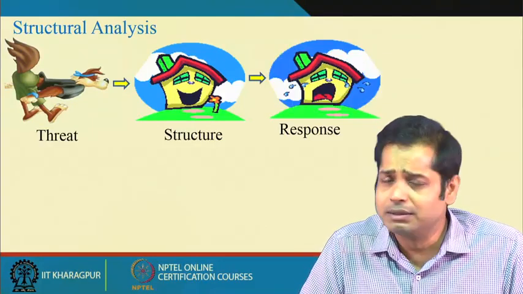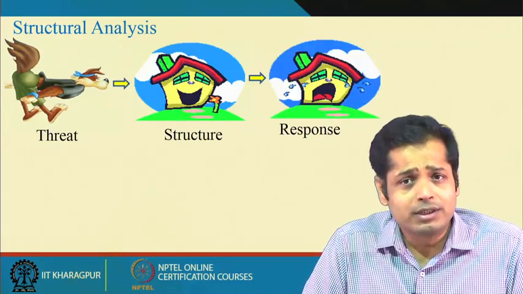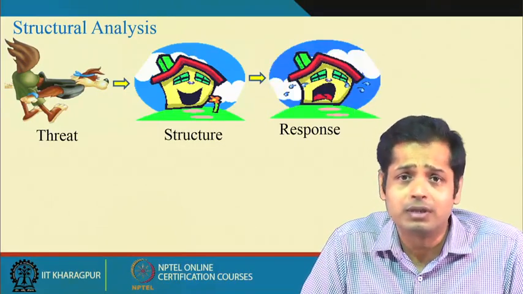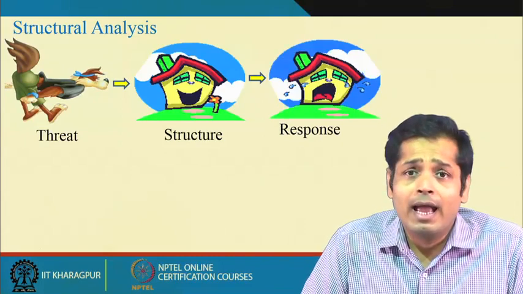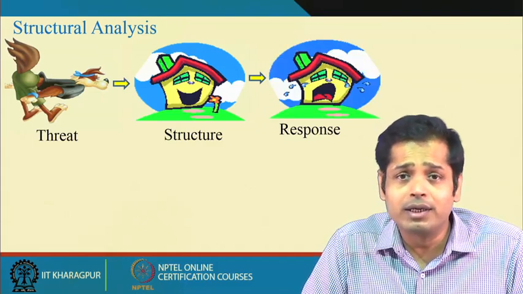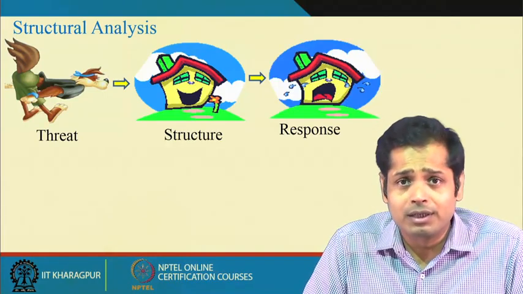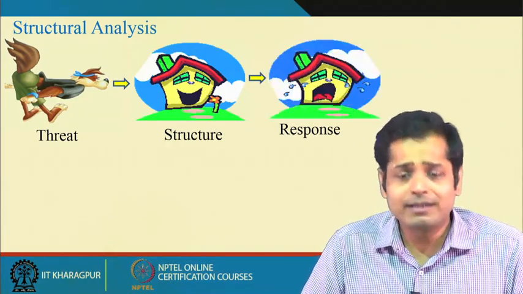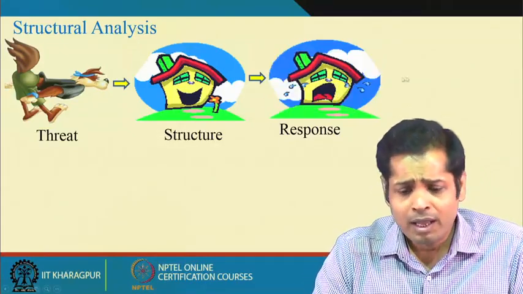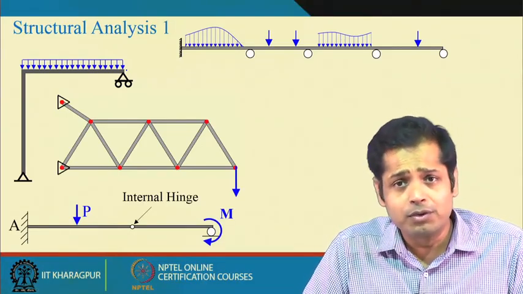The threat may be different kinds of forces and moments on the structure, and the structure could be different kinds of idealized structure that you have studied in structural analysis 1. It could be truss, it could be beam, it could be frame. And then the response that we are looking for, as you studied in structural analysis 1, is how to determine the bending moment, shear force diagram, and the deflection of the structure. So, this is structural analysis 1, at least from the concepts that we studied there.